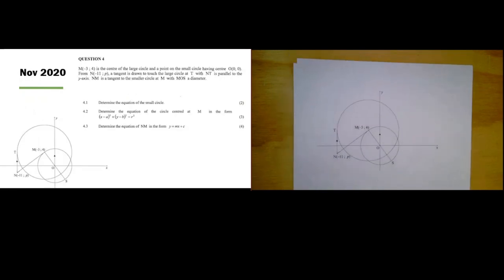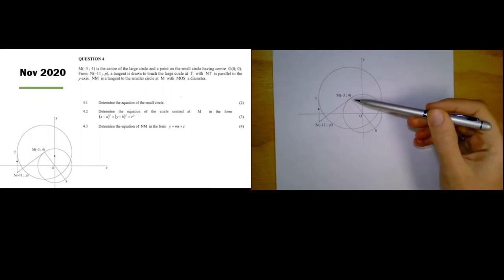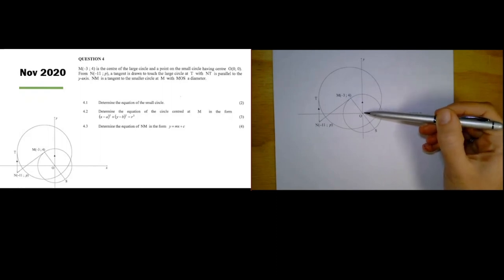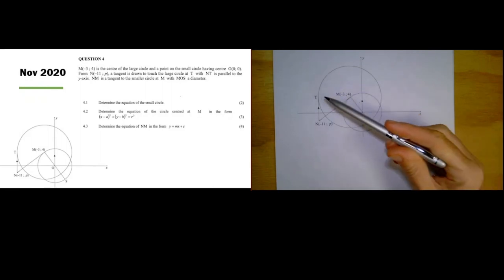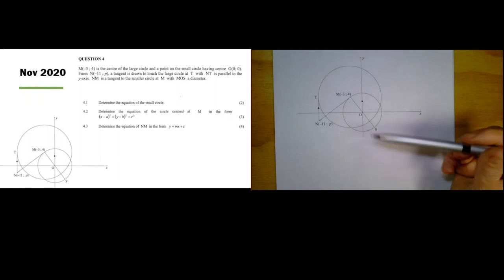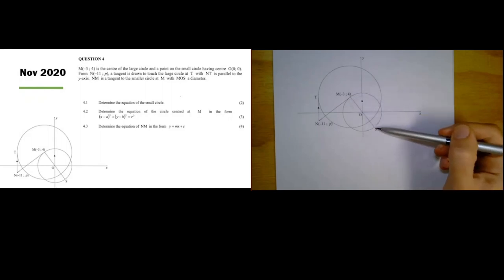November 2020. This was our sketch given. They've told us M is the coordinate negative 3, 4, is the center of the larger circle, and a point on the smaller circle having a center O at 0, 0, so it's at the origin. From N, negative 11, P, a tangent is drawn to touch the larger circle at T with NT parallel to the y-axis. NM is a tangent to the smaller circle at M with MOS as a diameter. So MOS is the diameter of the smaller circle.